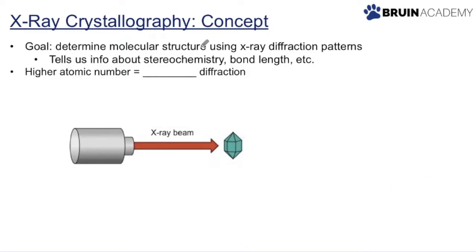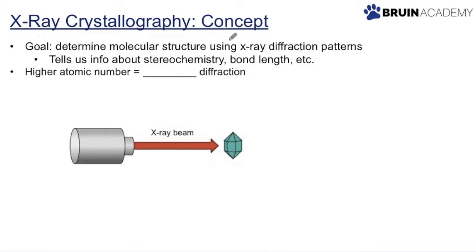So the concept behind it is, again, to determine the molecular structure using X-ray diffraction patterns. And it tells us information about things like stereochemistry and bond length, but however, it does not tell us information about things like the molecular formula, things like how many lone pairs the atom has. And the reason for that is because X-ray crystallography is very much focused on the atom in space and the electrons that surround it and where they are around the atoms and around the molecule.